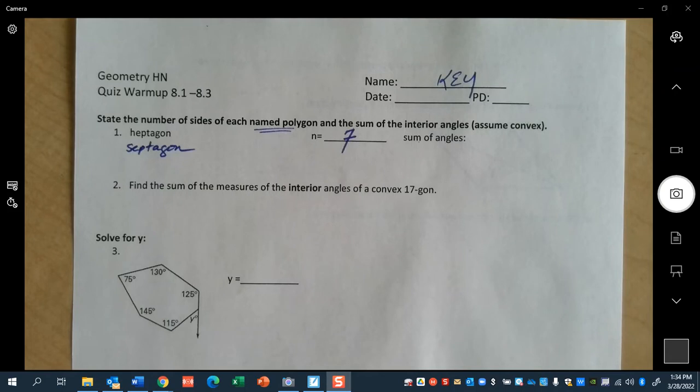Dodecagon 12, what do we call the 11? 11-gon. So we need you to make sure you know those sides so you know what you're talking about.